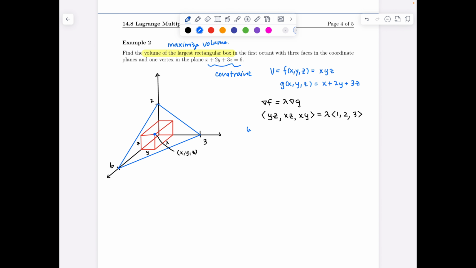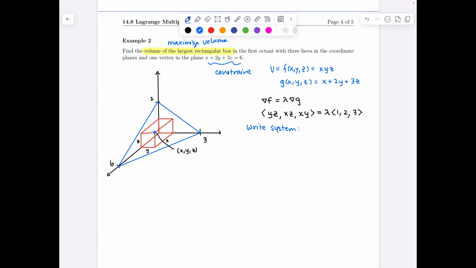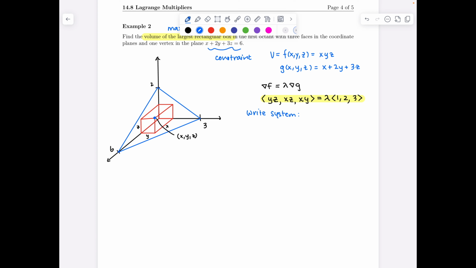Okay, so now when I go to write my system of equations, I'm going to use this vector equation that I just generated in order to get 3 different equations using corresponding components. So I know that using the x coordinate, yz should be equal to lambda times 1. Using the y coordinate, xz should be equal to 2 times lambda. And then the z coordinate gives us the equation xy equals 3 lambda.